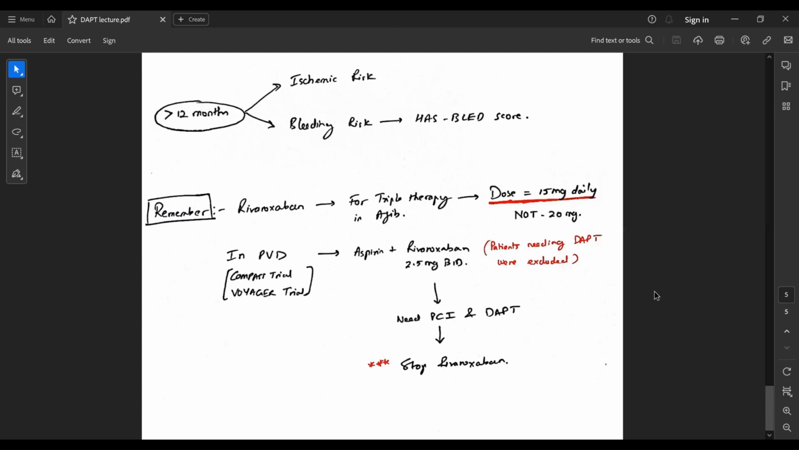In the future lectures, I'll be discussing details about each of the conditions. For example, PCI, and more details on the dosing of the antiplatelet therapy in different conditions.